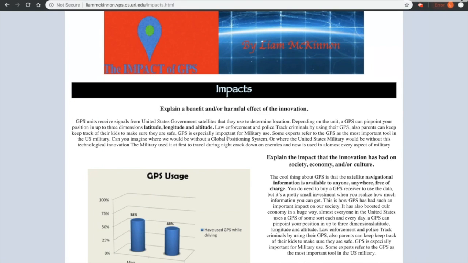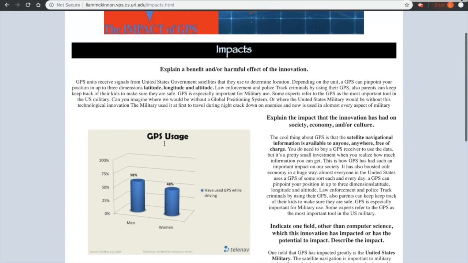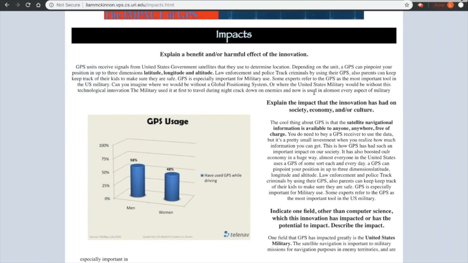GPS is especially important for military. Some experts refer to the GPS as the most important tool of the military. Can you imagine where we'd be without a global positioning system? I don't think I could. I don't really know how to read a map.